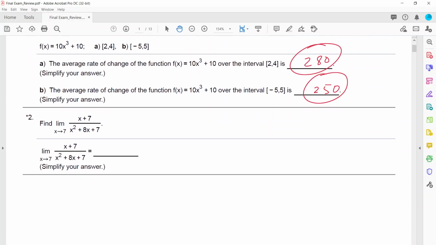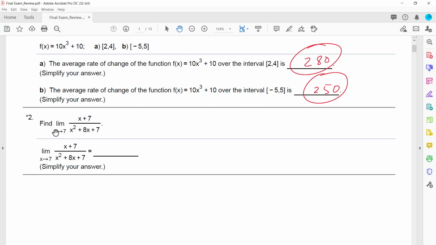For problem 2, you need to find the limit when x approaches 7. The only thing you have to keep in mind when finding the limit for this kind of fraction is, when x approaches that value, what happens to the fraction? If it goes to 0, then there will be a problem. So you have to simplify the fraction first before plugging in the value of x.